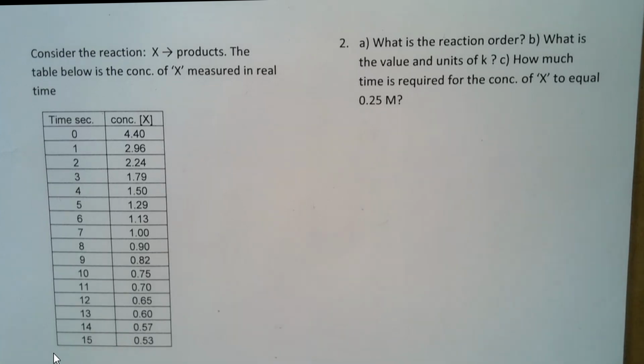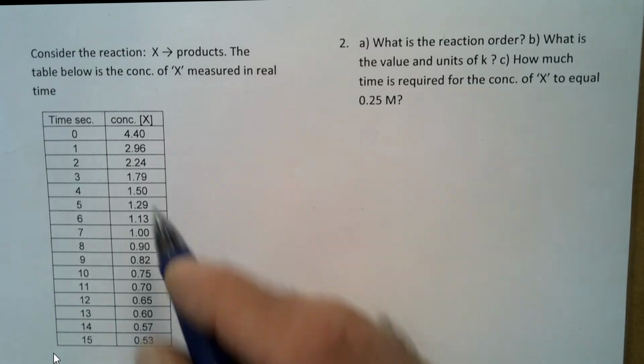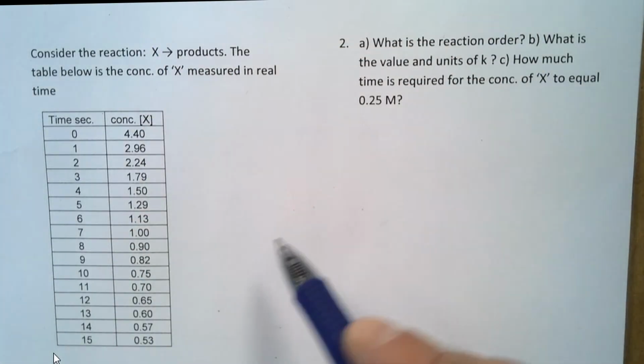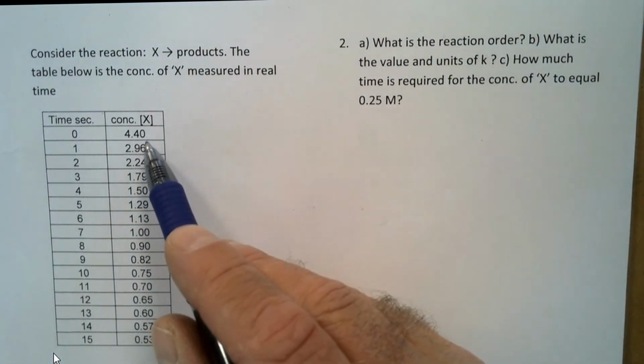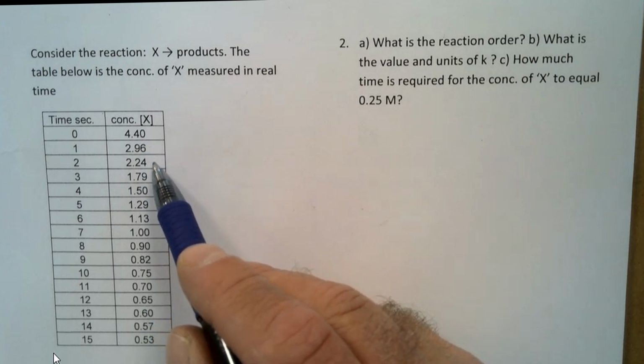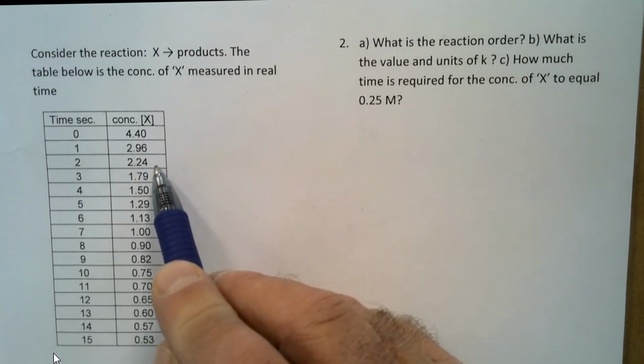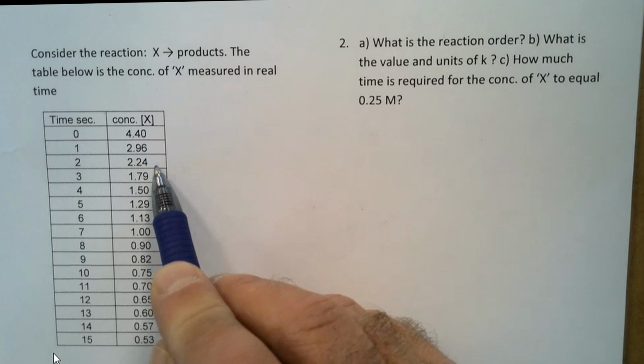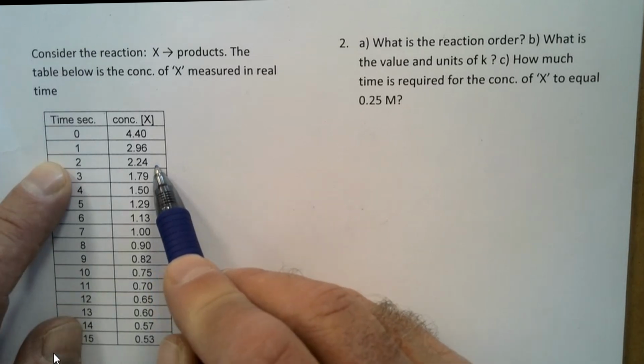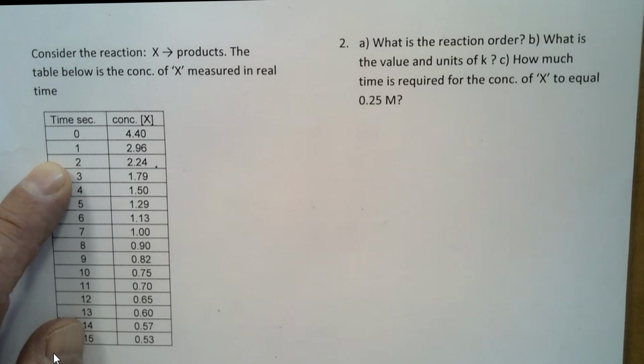So, do you think it is first order again? That'd be redundant to do two first order problems in a row, right? How do you know it's not first order? Yeah, the half-life isn't constant. Now, it's not quite as clean as the top here. Half of 4.4 is 2.2. Well, that's not quite, but it's close enough. Took 2 seconds. Half of 2.24 should be 1.21.